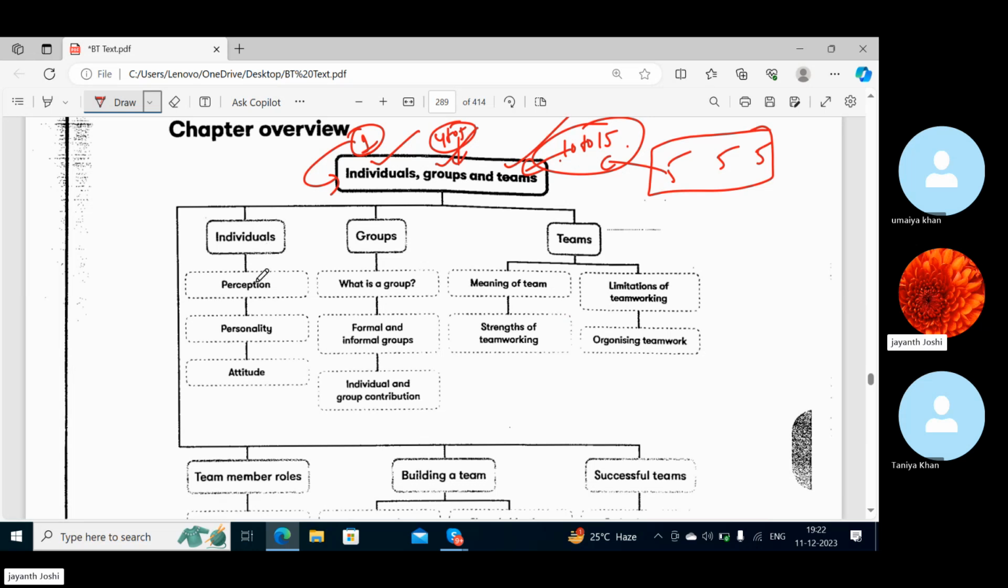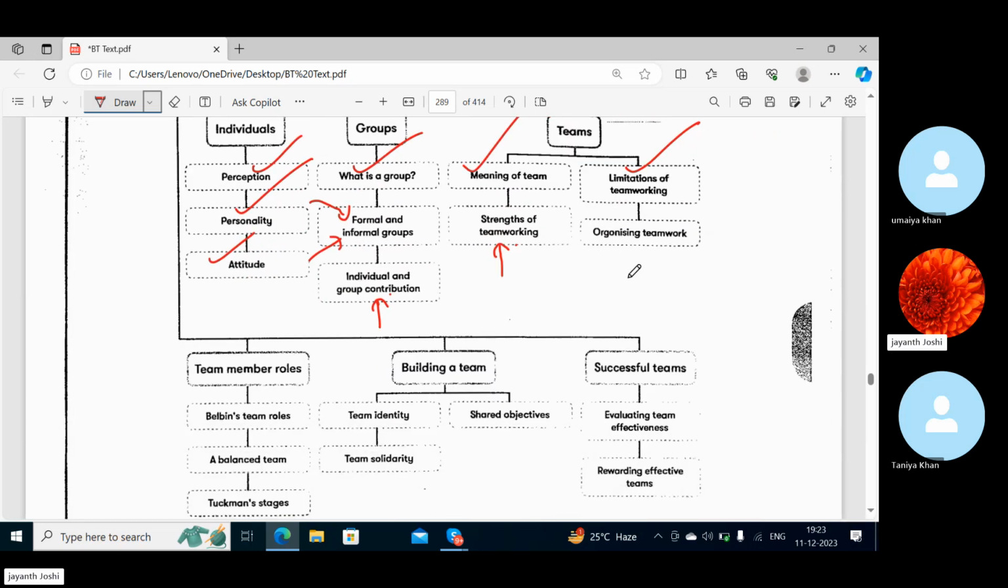So individuals' perception, we will see what they think, we will see the personality, what kind of attitude they should have, what is a group, we will understand. We will see what types of groups we have. We have formal and informal groups. And then we'll see individual and group contribution, how an individual can contribute and how a group can contribute. Going forward, we will see about a team, what's the meaning of a team, limitations of team working, strengths of team working, and then organizing teamwork.